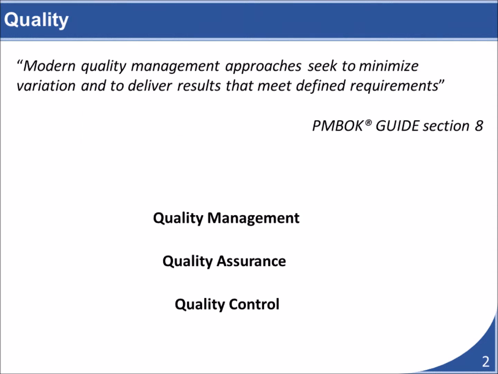So let's get started. As stated in the PMBOK guide, quality management seeks to minimize unwanted variation in our project's processes and verifies that our results meet our requirements. There are three main processes associated with quality. These are quality management, quality assurance, and quality control. Before we look at each of these processes, let's first examine some quality-related terminology.